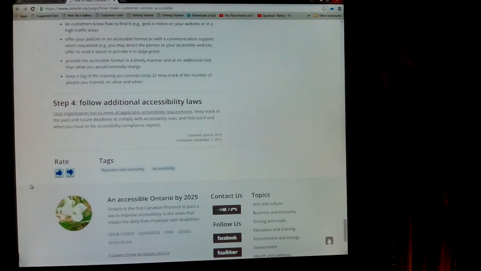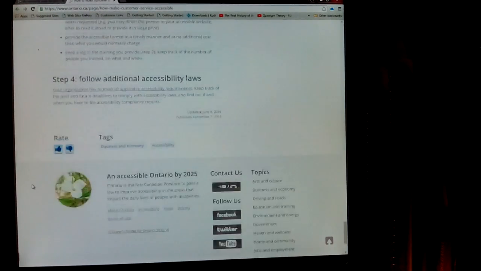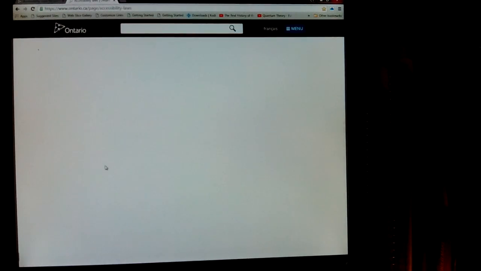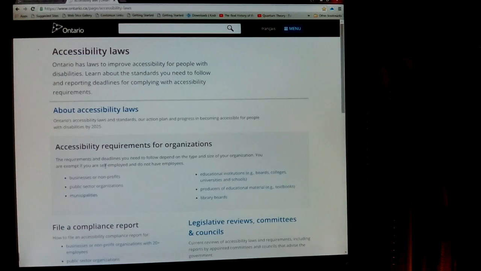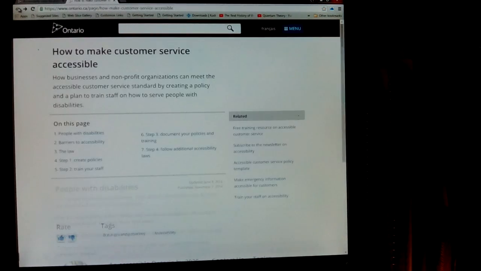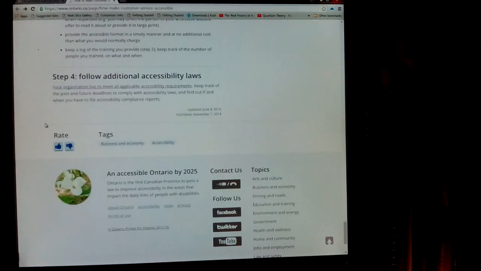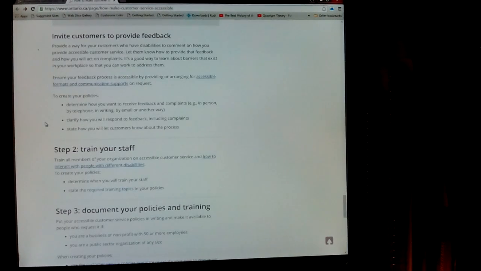Last updated June 8th, 2016, published November 7th, 2014. Oh, well, a lot of them are getting updated now, eh? Could that be because of what I've done? Well, let's see where the organization has to meet all applicable accessibility requirements. Let's see what that says. Oh, that's the one that we just came from. And that's the end of that page.